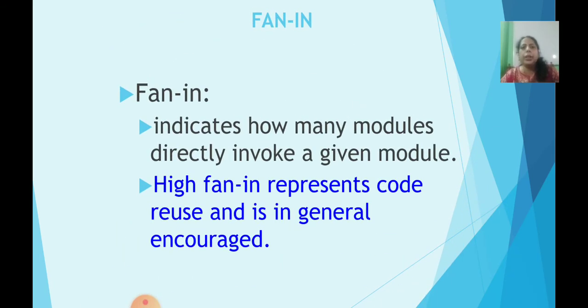Then fan in indicates how many modules directly invoke a given module, meaning how many modules are invoking a single module. That is fan in, meaning the module is reused by other modules. High fan in represents code reuse and is in general encouraged, meaning code reuse is good design, so high fan in is good for designing.